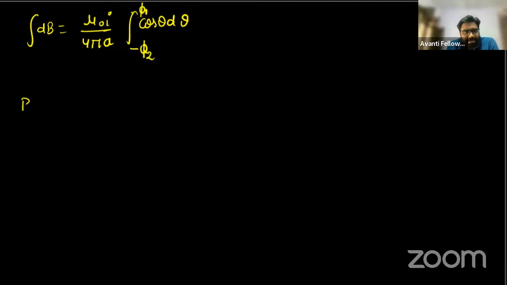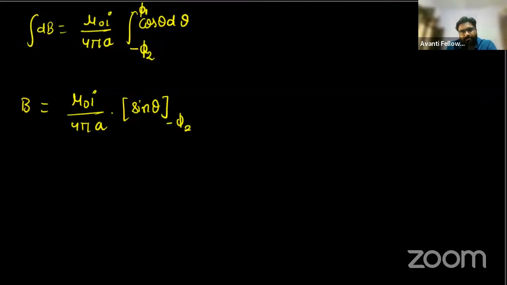So here we will get B is mu naught I upon 4 pi a times the integration of cos theta. The differentiation of sin theta is cos theta, and the differentiation of cos theta is minus sin theta, so the integration of cos theta is sin theta. Here the negative sign will not come. Sin theta from minus phi 2 to phi 1.